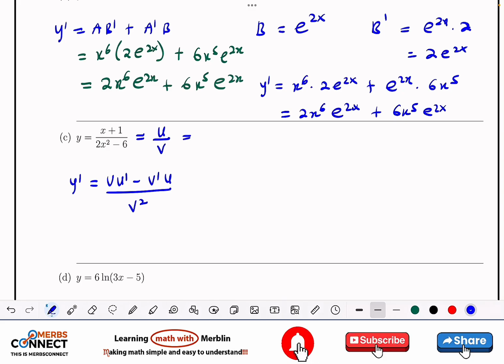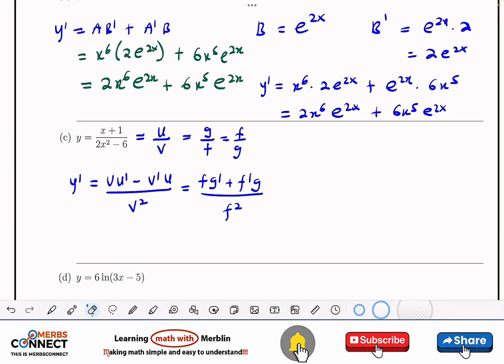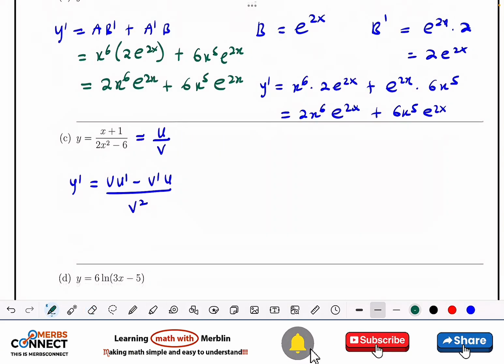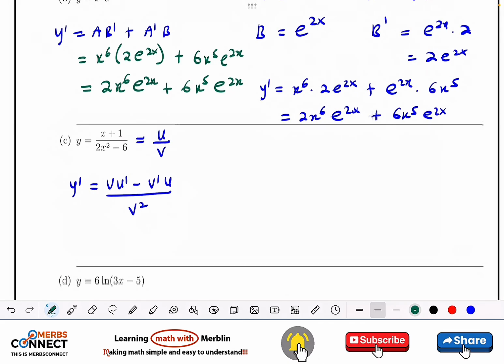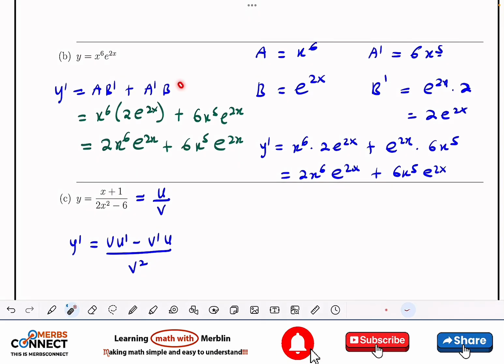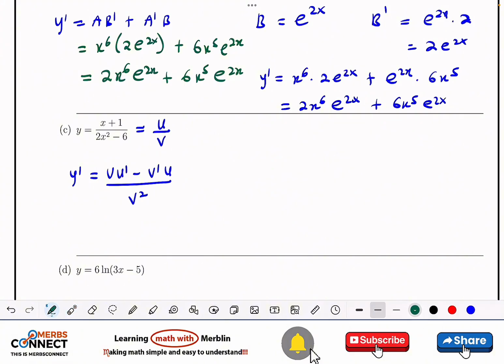You can use, let's say, g over f, and this is going to be f g prime minus f prime g divided by f squared. Any of them is right. You can also use f over g, the same thing. Any of them that you use, we should get the same result at the end of the day. But choose the one that you like. I've been using u and v throughout, and for the product rule I've been using a and b. So that's the reason why I'm doing it here.